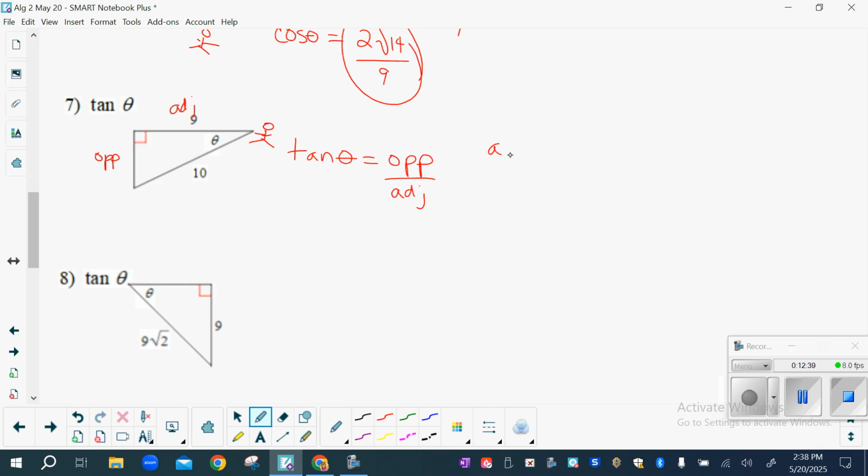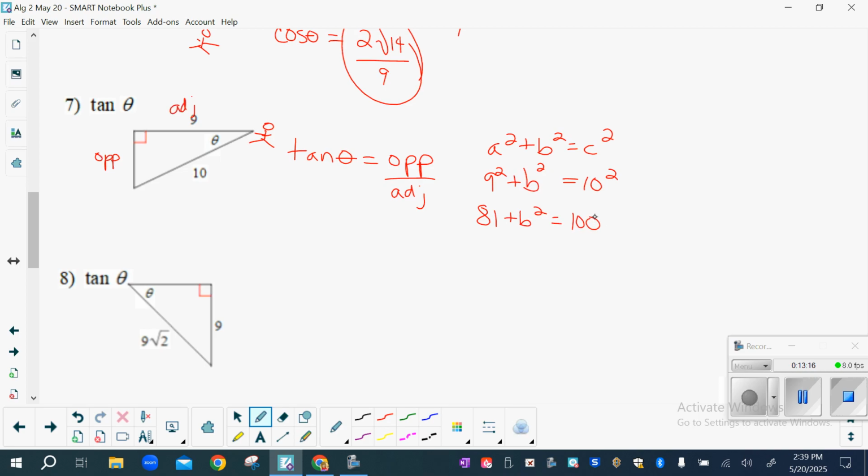A squared plus b squared equals c squared. Which part of Pythagorean theorem, which letter is your hypotenuse? C is your hypotenuse. So the 10 is your C. And then the A and the B, it doesn't matter which one you make A. So we're going to say a squared plus b squared is 10 squared. So this gives us 81.